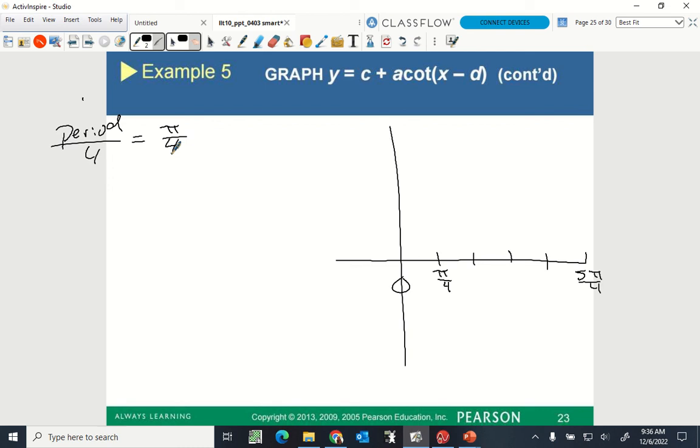All right, so each step is going to be pi over 4. So let's go ahead. So this next one's going to be, what's pi over 4 plus pi over 4? I know no one's playing with their fingernails because they're doing some mental math right now. Pi over 4 plus pi over 4. 2 pi over 4, right? 2 pi over 4, which is pi over 2.